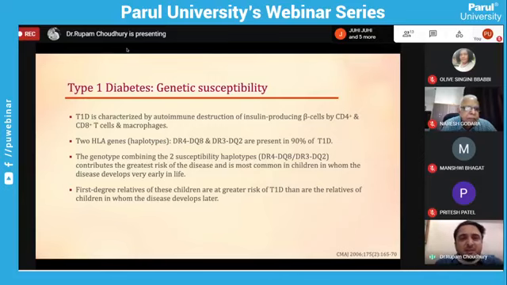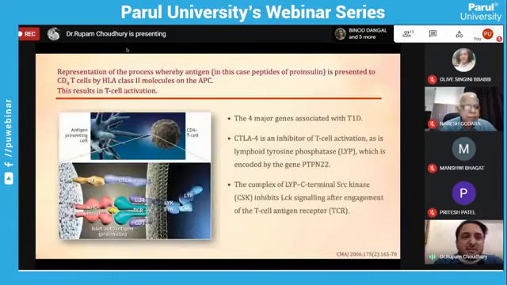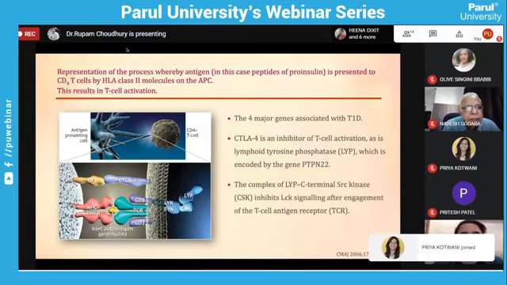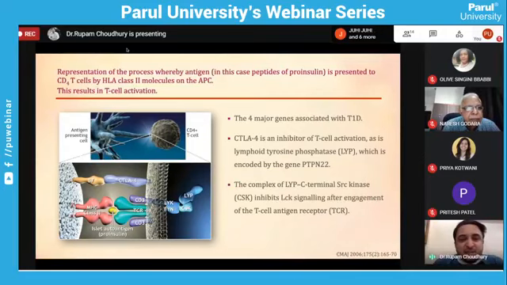So these are a few things we can do to connect the patient genetically, to see because of which genes the patient develops type 1 diabetes mellitus, and these are really of academic interest. Again, this is a representation of the process whereby antigen is presented to CD4 cells by HLA class 2 molecules on the APC. So this is how the beta cells are destroyed.